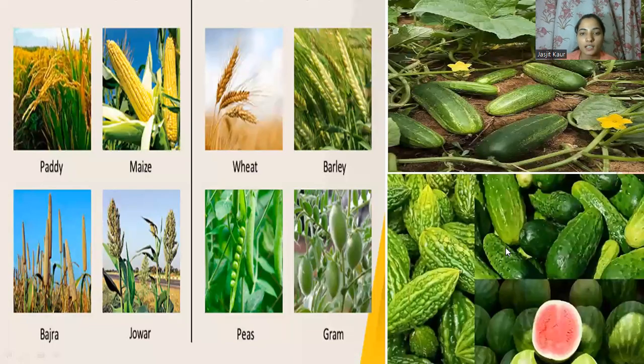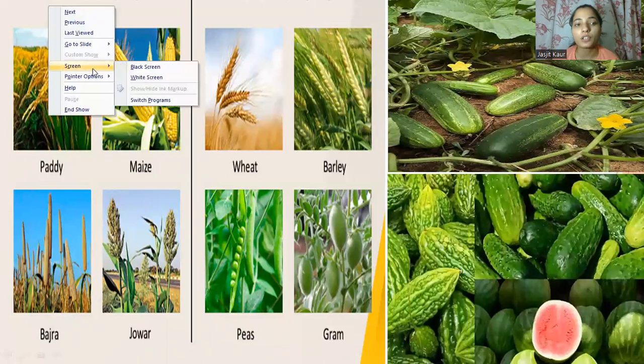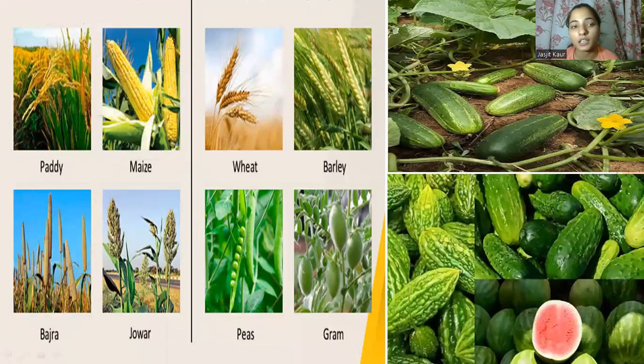So these are the images. Now you have to observe this and tell me in the comment section what you are able to see in these images. First, you have to tell me what different crops are being shown here in these images. You have to name them.